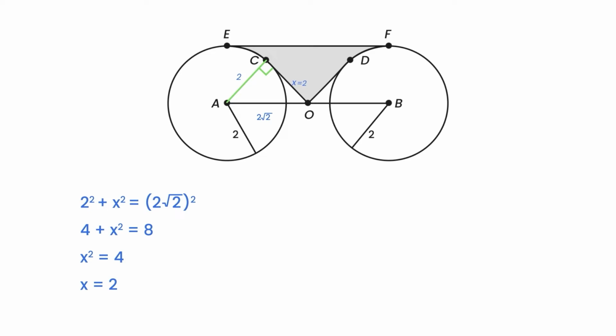So therefore, this is an isosceles triangle. That is 2, and that is 2. And if that is the case, then this angle is the same as that angle. Since this is 90 degrees, this must therefore be 45, and that is 45. So that is the first part of the question.